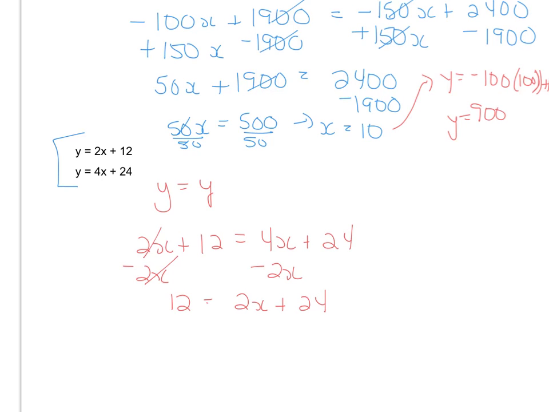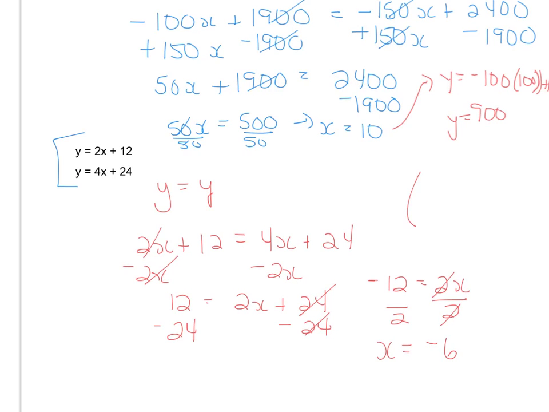Now we want the x to be all by himself. So positive 24, what's the opposite? Negative 24, because we want 0. So we get 12 minus 24, which gives me an answer of negative 12 is equal to 2x. Divide each side by 2, because we want x all alone. X is equal to negative 6.